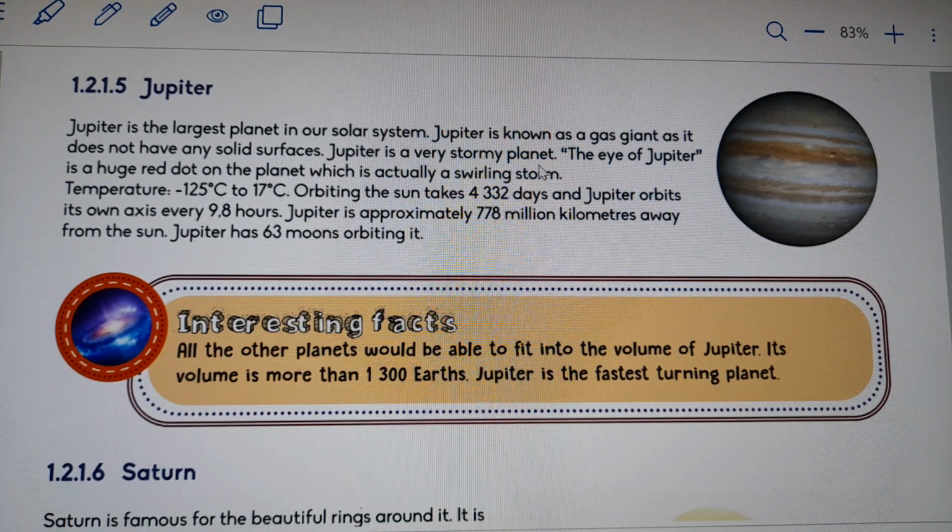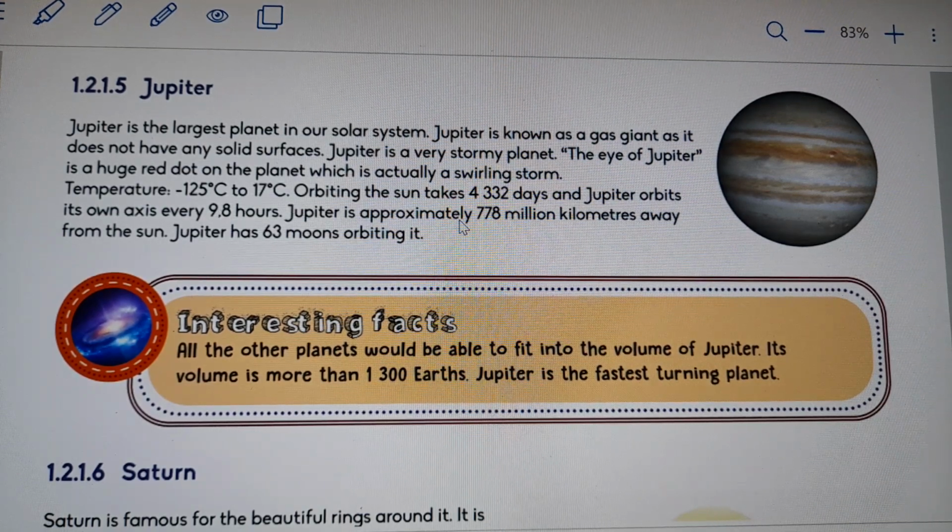Jupiter is a very stormy planet. The eye of Jupiter is a huge red dot on the planet, which is actually a swirling storm. The temperature on Jupiter ranges from minus 125 degrees Celsius to 17. It's not that hot as well. Orbiting the Sun takes 4,332 days, and Jupiter rotates on its own axis every 9.8 hours. Wow, that's like 1/3 of our day.